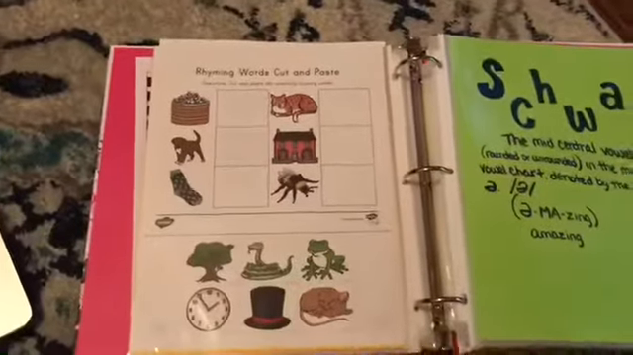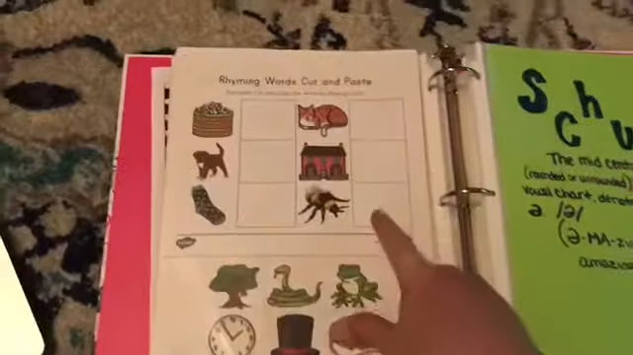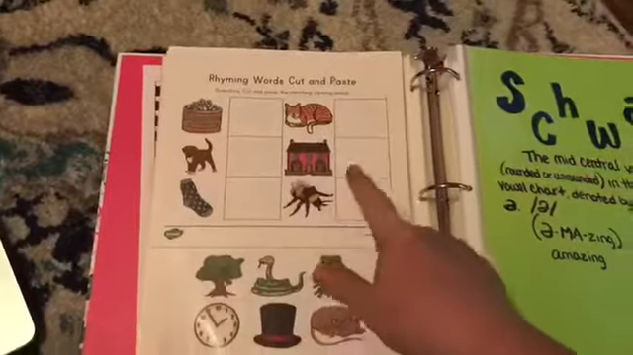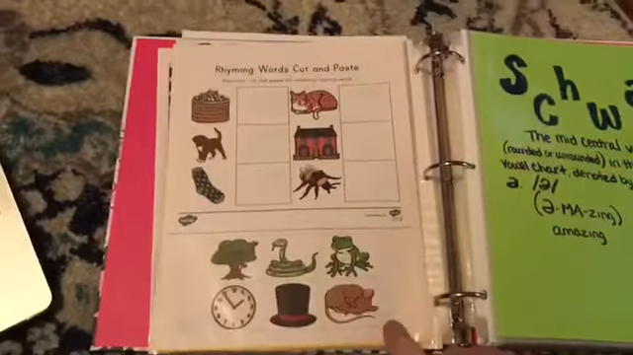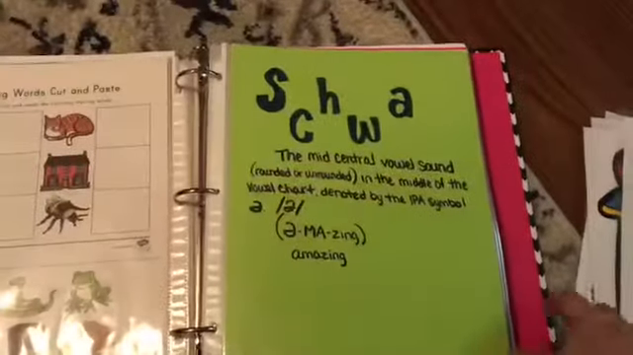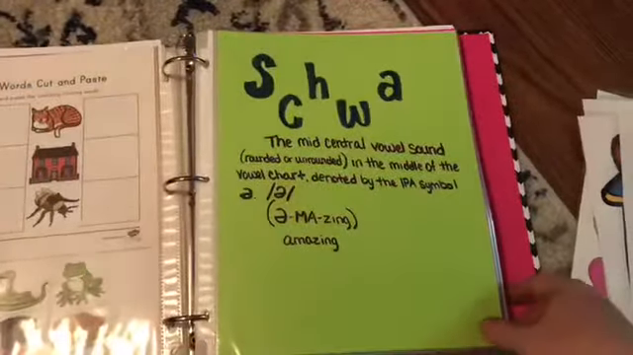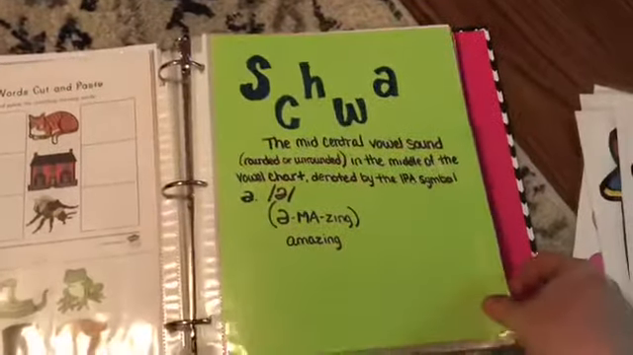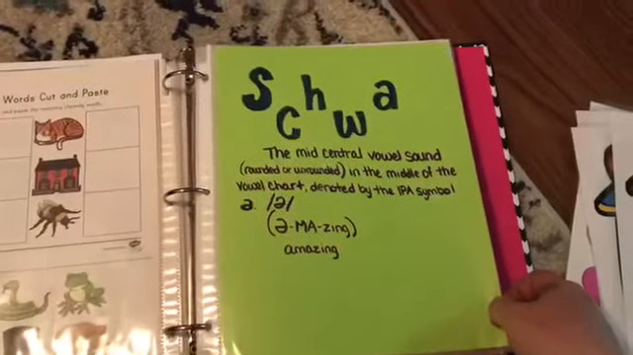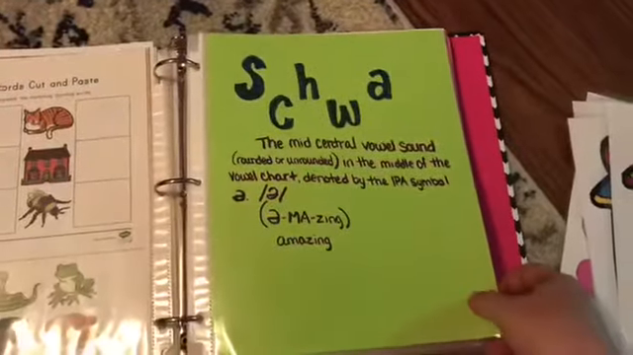But we have another game where you would have the students cut out these and match what rhyming words of these monosyllabic words are. And then we have the schwa, which is the mid-central vowel sound, rounded or unrounded in the middle of the vowel chart, denoted by an IPA symbol.